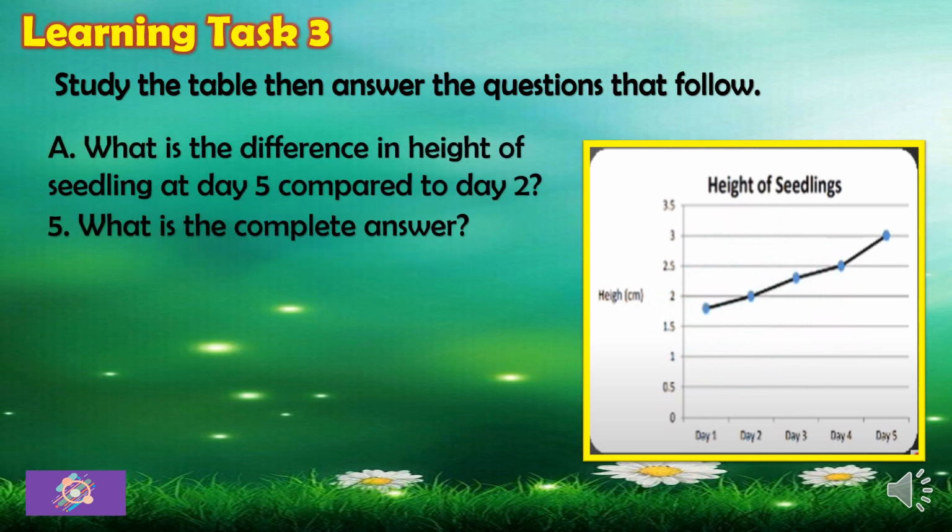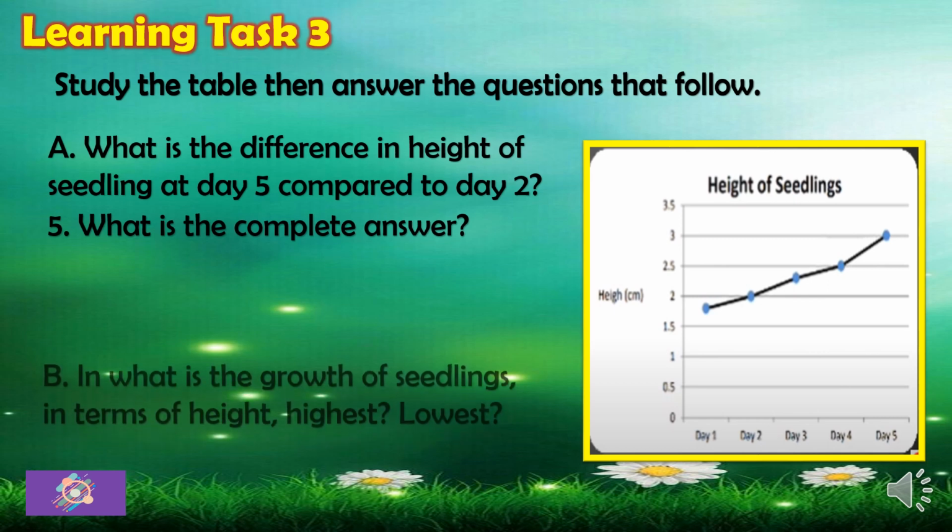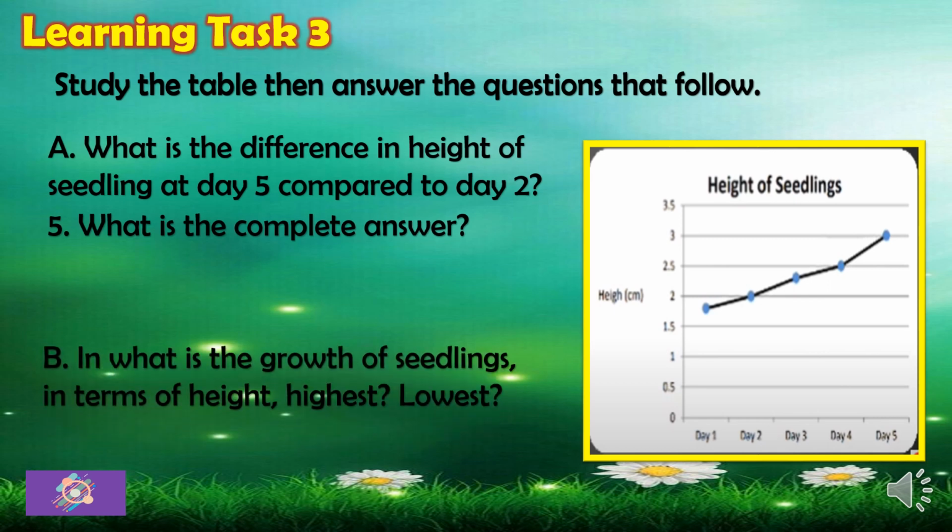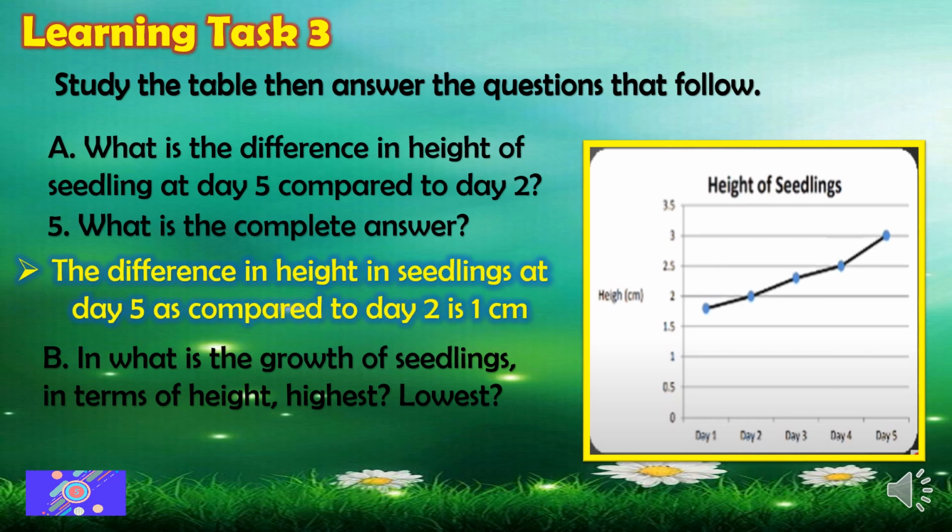And for number 5 question, what is the complete answer? And letter B, what is the growth of seedlings in terms of height, highest and the lowest? Okay, so to answer number 5, the difference in height in seedlings at day 5 as compared to day 2 is 1 centimeter. And for the highest growth of seedlings, day 5. And then the lowest is day 1.